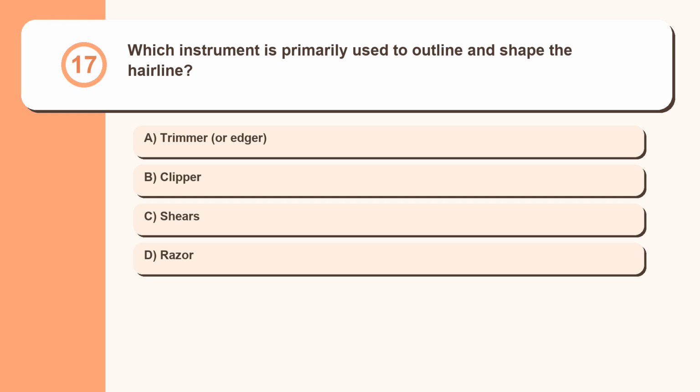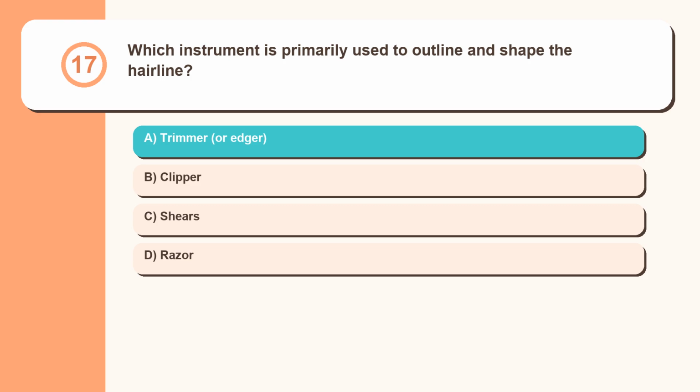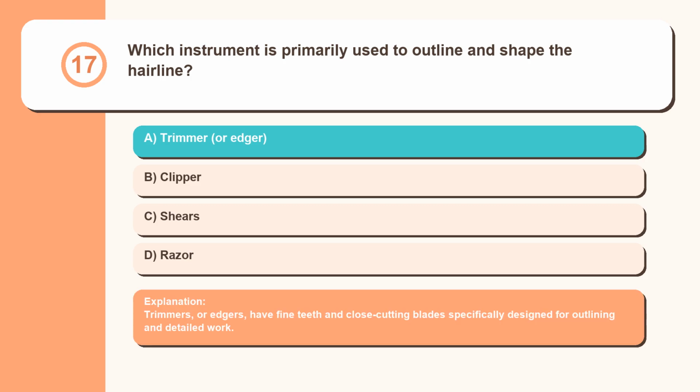Question 17. Which instrument is primarily used to outline and shape the hairline? Trimmer or edger, clipper, shears, razor. Trimmers, or edgers, have fine teeth and close-cutting blades specifically designed for outlining and detailed work.